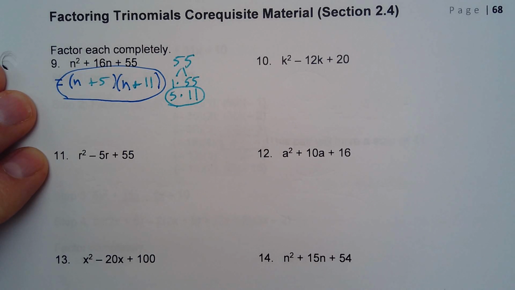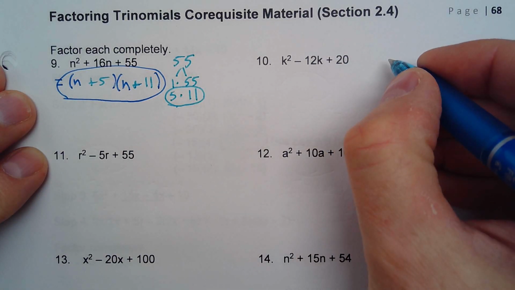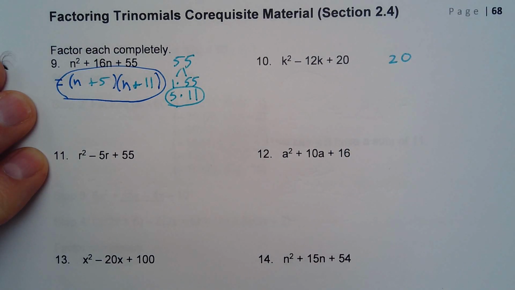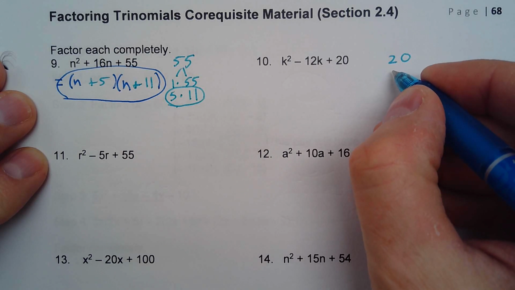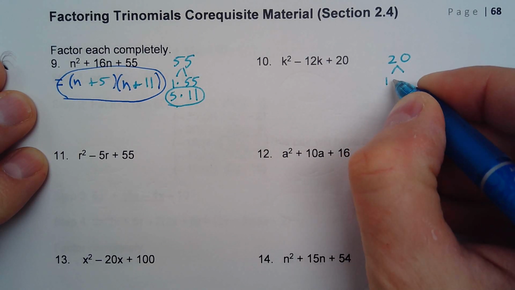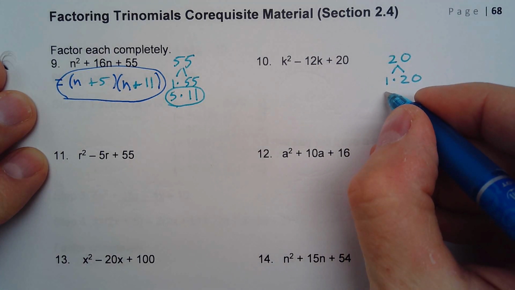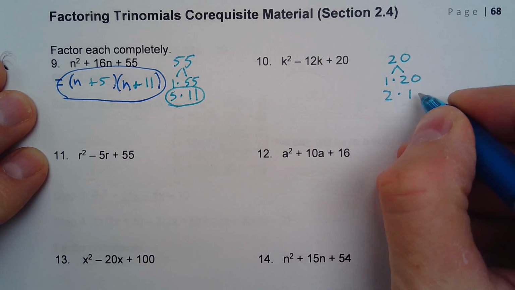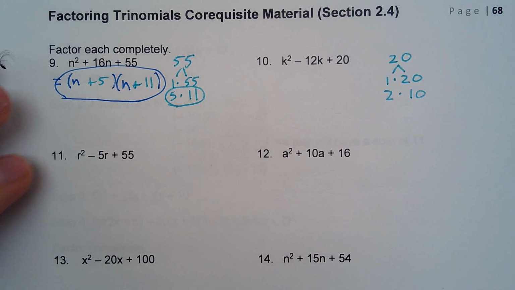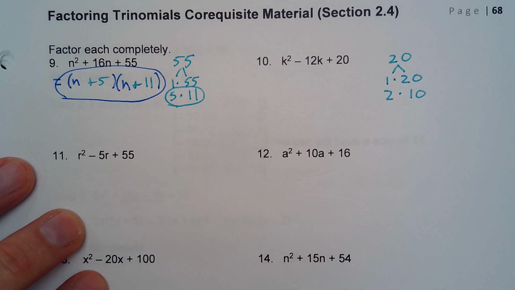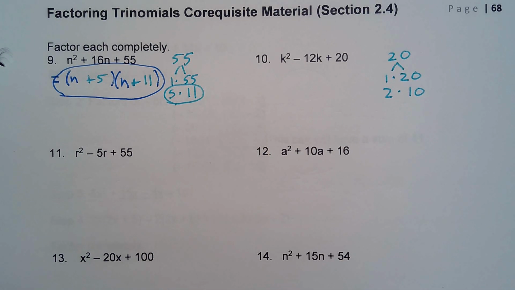Let's try this next one. So again, I'm looking at 20. And I've got to find factors of 20 that add up to negative 12. Well, 1 times 20 gives me 21. 2 times 10 gives me 12. That gives me the right number, but the wrong sign. Now, whenever you have the right numbers, but you get the wrong sign for the middle term, you want to change the sign of each.